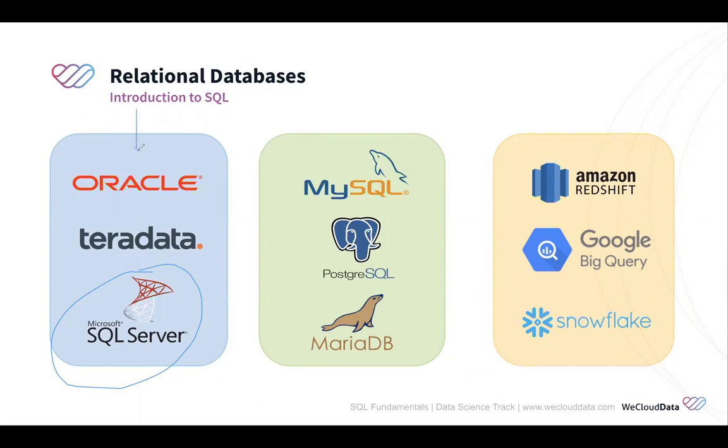Okay. On the left-hand side, we see the traditional vendor-based SQL platforms, such as Oracle, Teradata, and SQL Server. They can be used as transactional databases, which means they're used in production, for example, in a banking system, but they can be used as data warehouses as well. Okay. In the middle, we see open source databases such as MySQL, PostgreSQL, and MariaDB, which is kind of similar to MySQL, but it's more performant.